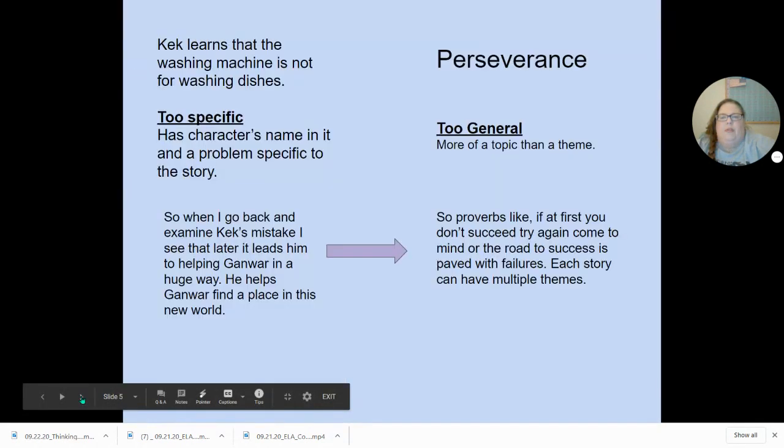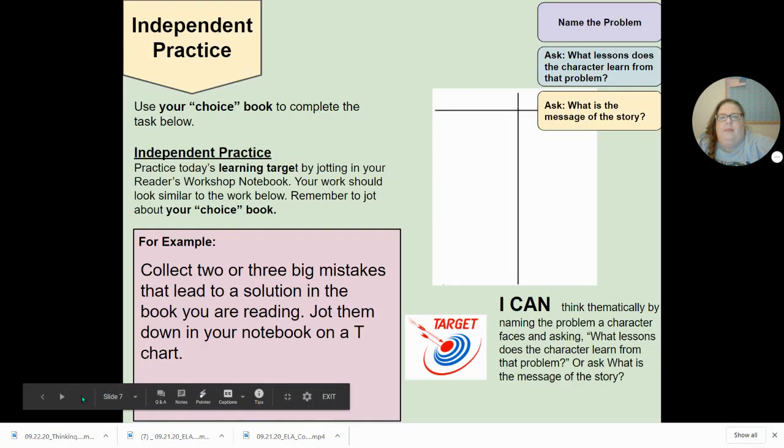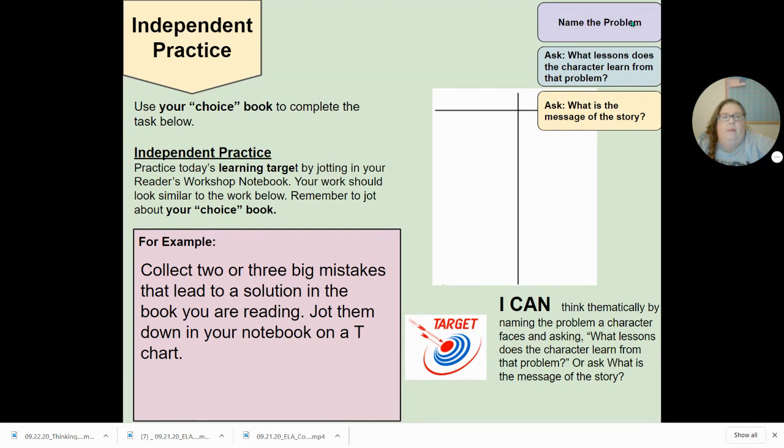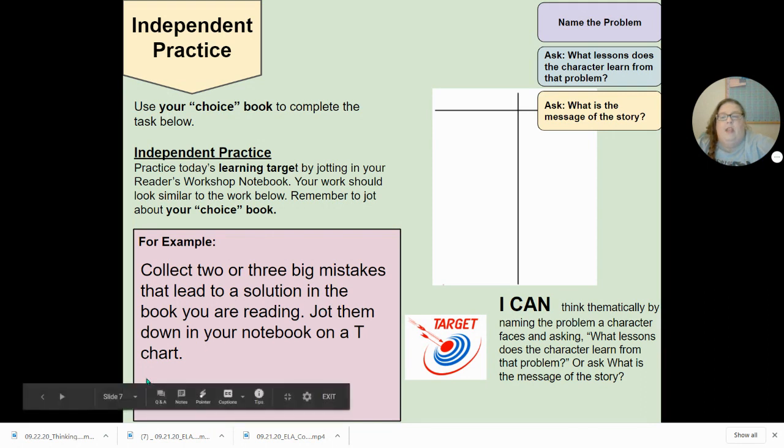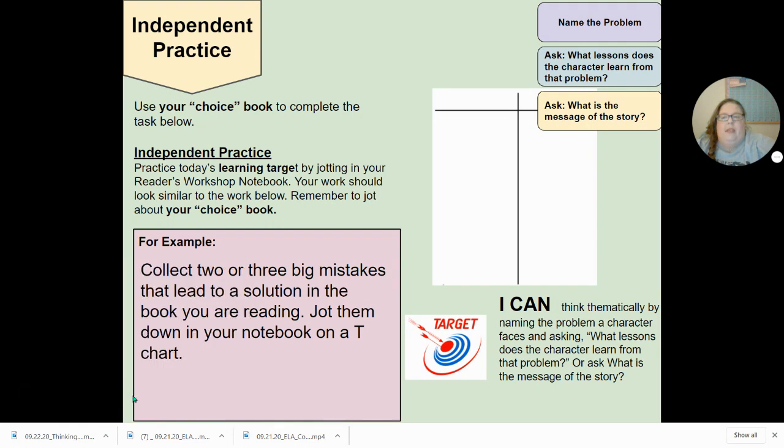Eventually, it will lead us to a theme. So we're not coming up with a theme today. We're gathering evidence to develop a theme. So we're looking at the problem, asking what lessons the character learns from that problem, and what the message of the story is. If you come up with a theme, you can jot that idea down. No problem. I would draw a little cloud around it so that I know, hey, this is the theme I'm working on. And then as we go throughout the rest of this week, you can begin to grow and develop that theme.